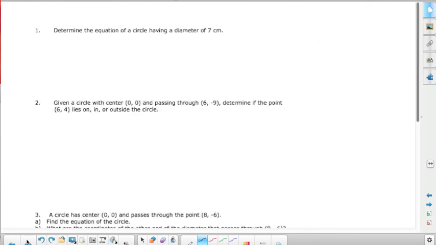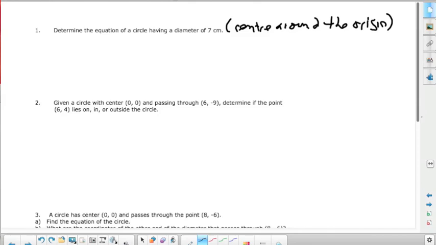So determine the equation of a circle with a diameter of 7 centimeters. We're assuming a circle centered around the origin. So what's the equation of that circle? How can we get the equation of that circle? Well, how can we start off? What's the equation of a general circle?